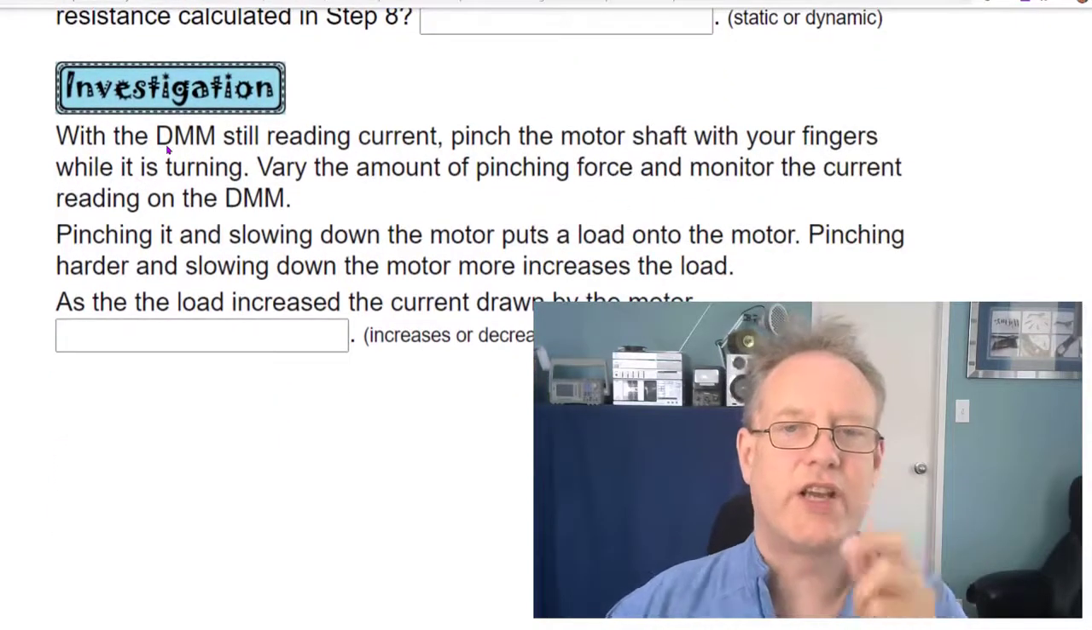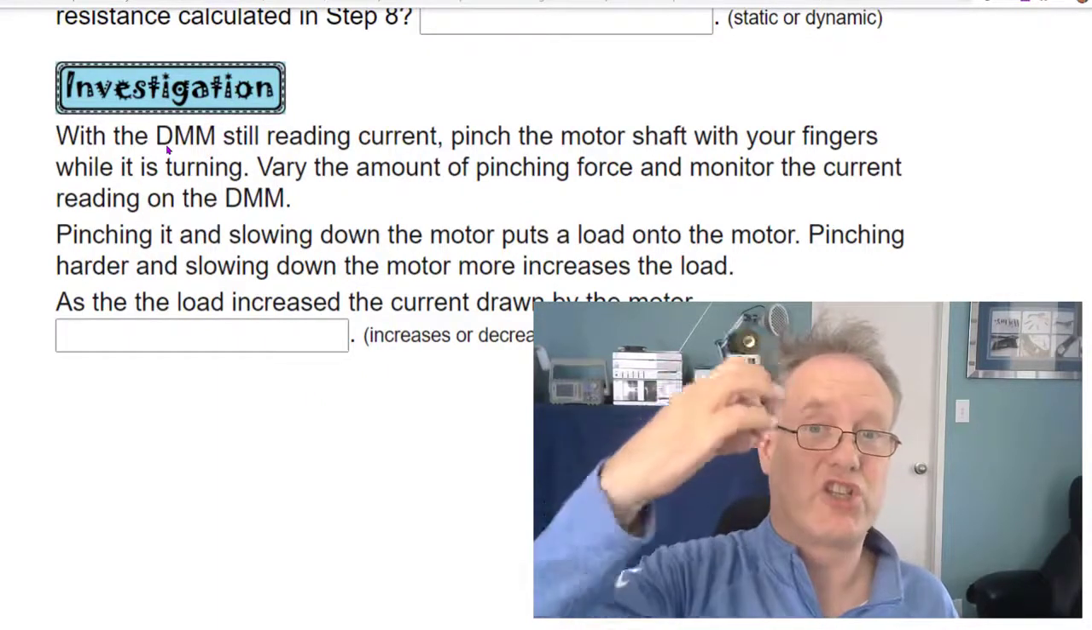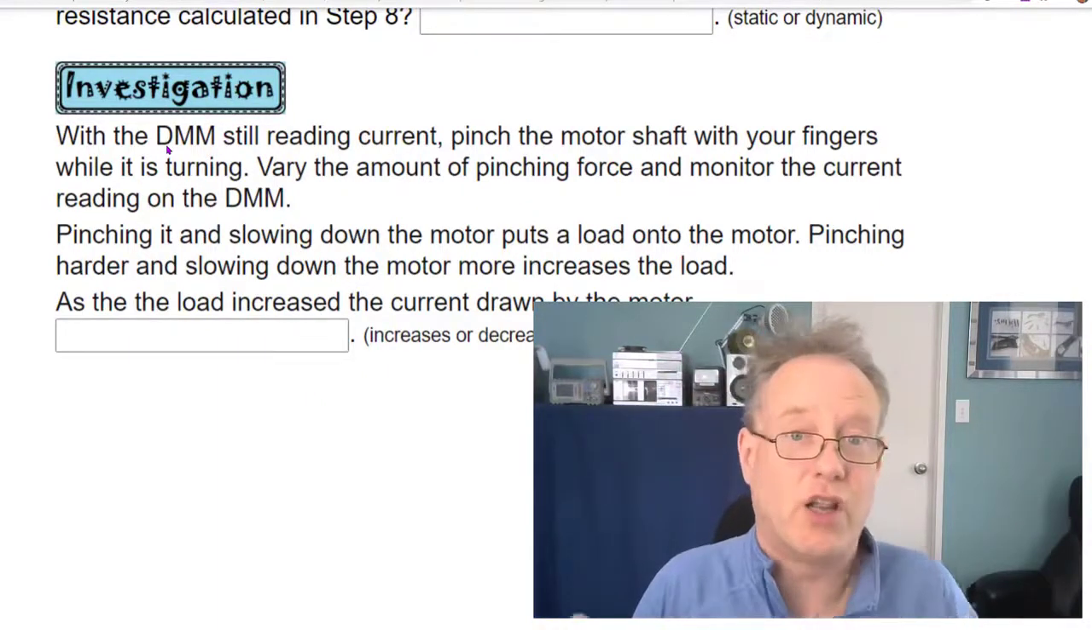Okay, so investigation. You're going to actually slow the motor down. You're going to pinch the motor. You can actually stop the motor and stall it. It's not that strong. And you can stall it and see what happens.